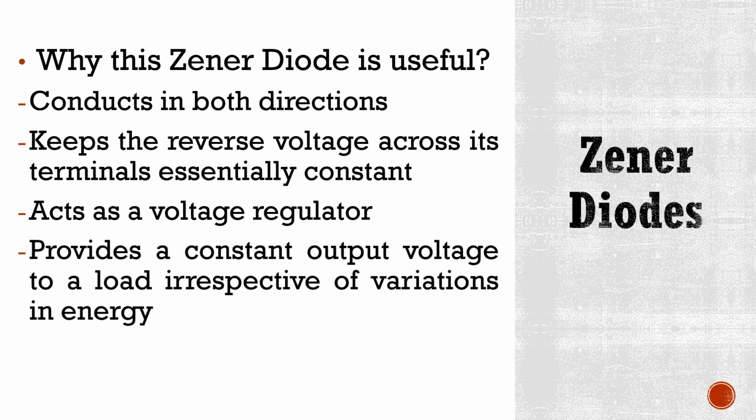These Zener diodes provide a constant output voltage to a load connected in parallel to it, irrespective of variations in the energy drawn by the load or variations and instability in the supply voltage.